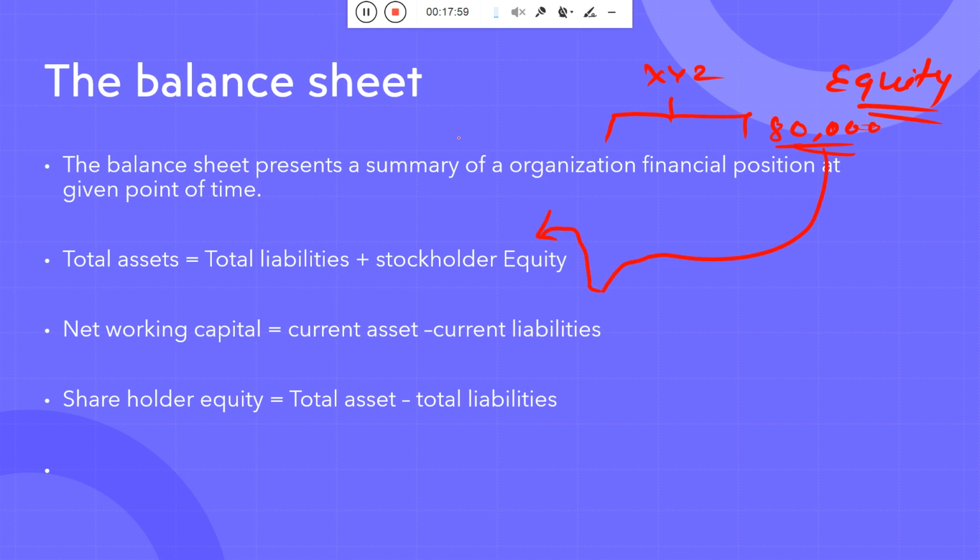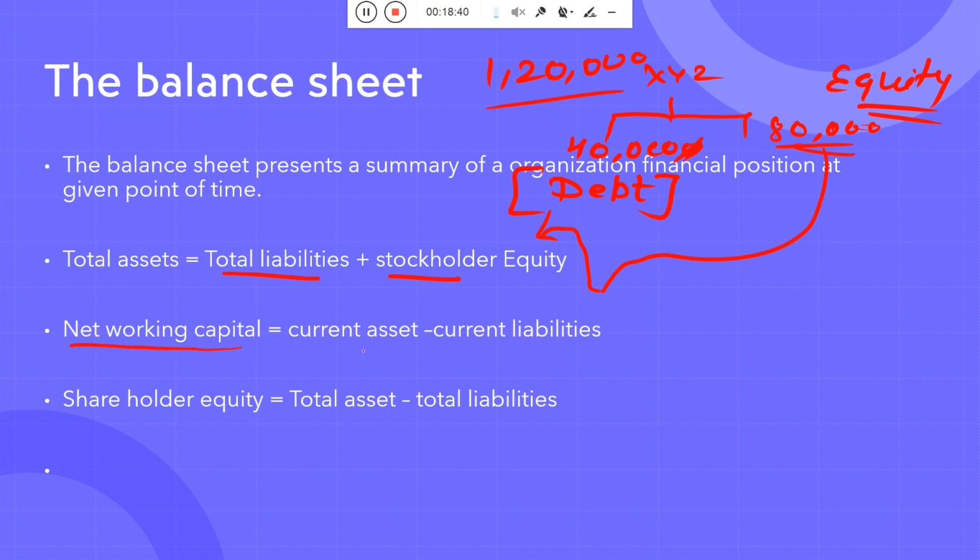The next point: I need a loan of approximately 40,000. The 40,000 is the debt of my company, and I need to pay interest for that money. So the total loan and the stakeholder equity together make the total asset of your organization. So what is the total asset in this example? The total asset is 1,20,000.